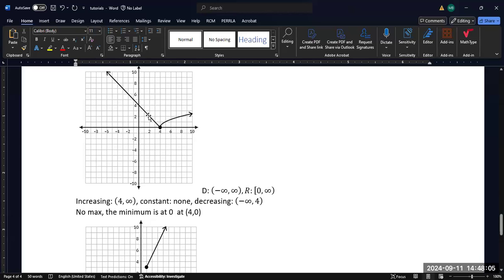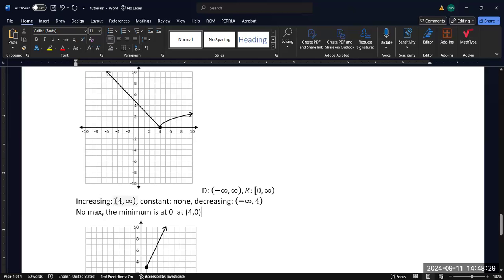Now, one of these pieces has only an open circle on it, and it's covered up by the fact that the other piece starts with a closed circle. We cannot tell from this graph because they overlap which piece is open and which piece is closed. Changing them would not change the behavior of the graph at all, and it would not change the value of the minimum in this case.